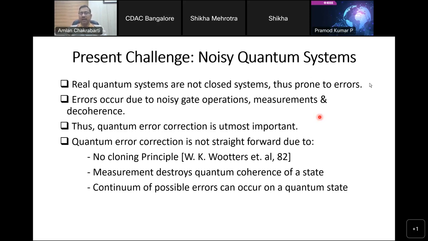Though the error is again dependent on the technology on which we are trying to work. We had studied some of the technologies, and we have seen that some of the technologies are susceptible to error more compared to other technologies.